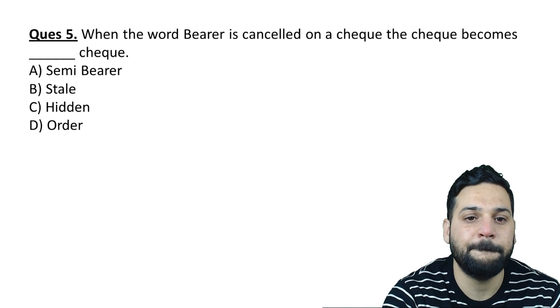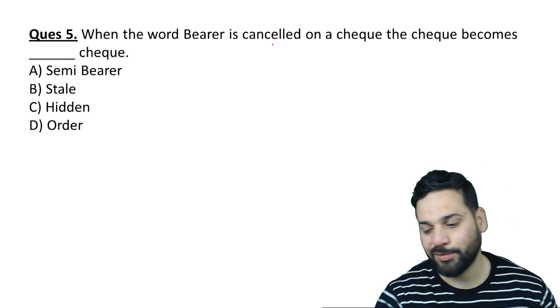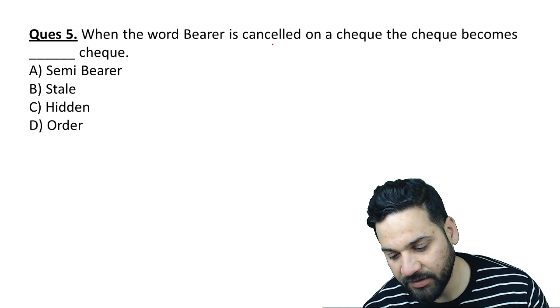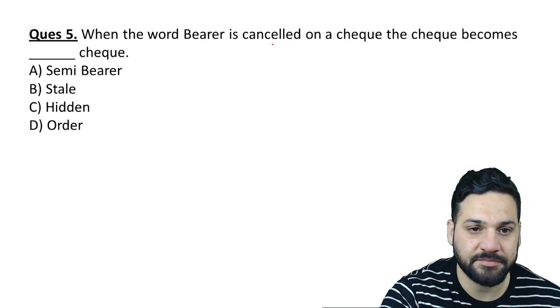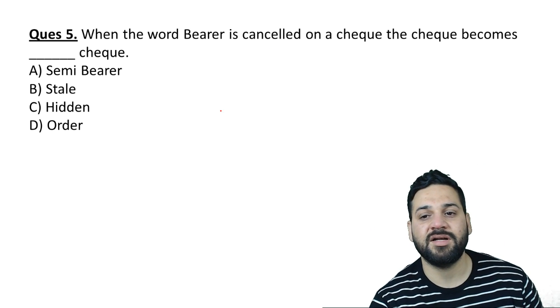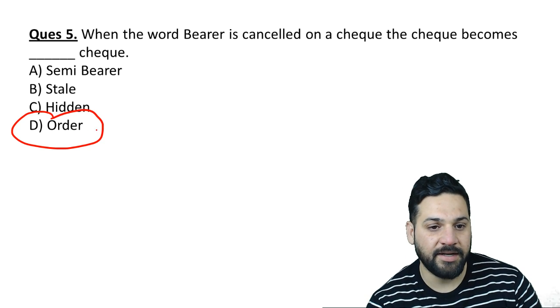When the word bearer is cancelled on the check, the check becomes what? This is the last question, a very important question. Give me the answer. Yes. When the word bearer is cancelled on a check, the check becomes an order check, right? Really simple.